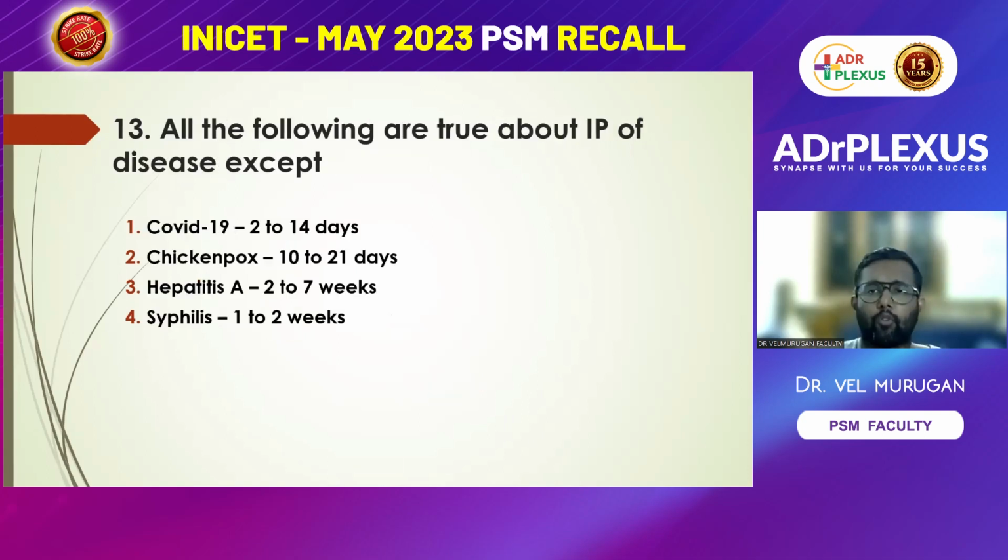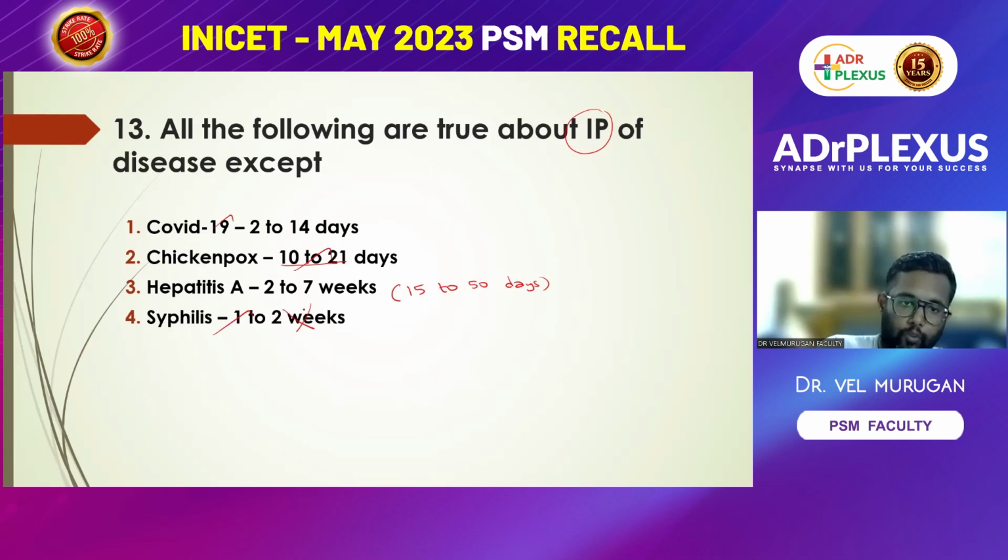All the following are true about incubation period of the disease except. COVID-19, yes, shortest can be 2 days, longest can be 14 days. It is right. Chickenpox, yes, around 1 to 2 weeks or even 3 weeks. It is also okay. For hepatitis A, it is around 15 to 50 days. It is right.